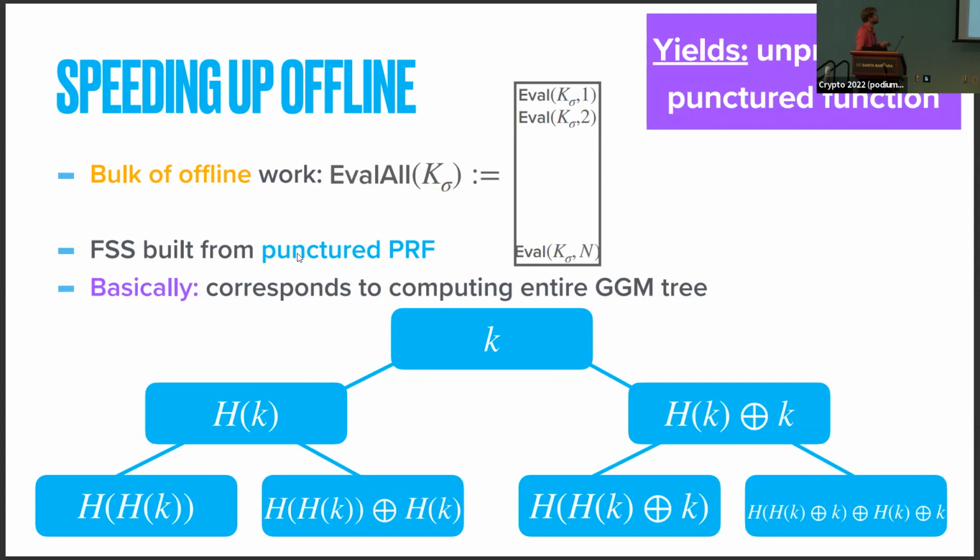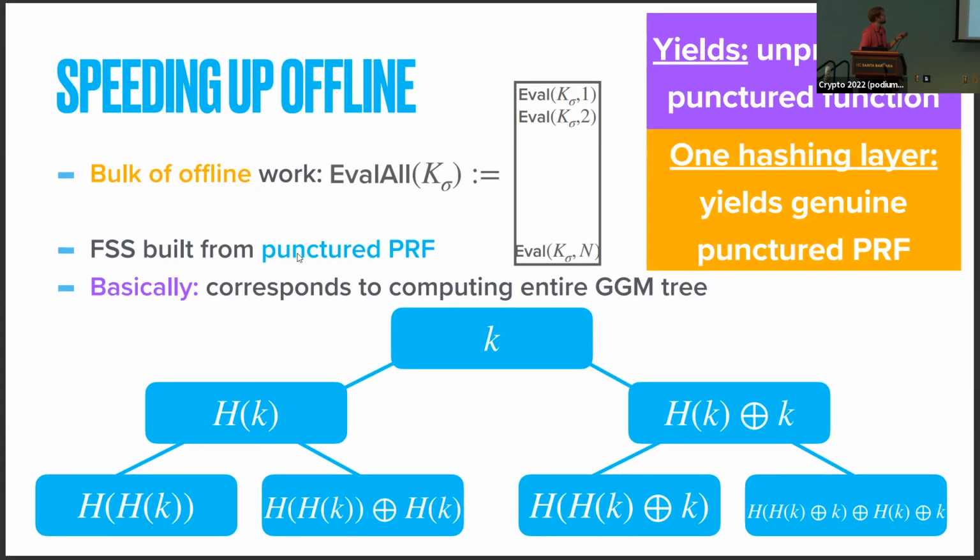So this will unfortunately not yield a genuine punctured PRF. It's not too difficult to see that a certain value which is supposed to be indistinguishable from uniform is distinguishable from uniform, but it's still unpredictable in a certain sense. So this already gives us something which can be used to, say, construct PCGs for OTs. But if you want a genuine punctured PRF, you just need one additional hashing layer.